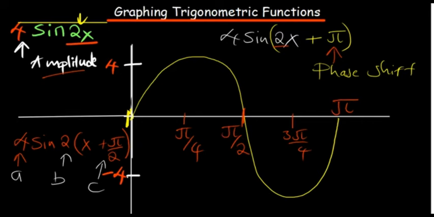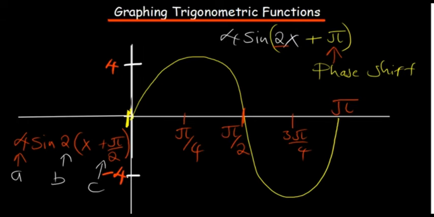And then of course c is giving us a phase shift and how we are going to shift along the x-axis. Every time it's positive in the brackets, we expect it to go towards the left hand side, and when it's negative, it shifts towards the right hand side. Or if you don't want to master that, what you can do is always just equate what is in brackets to 0.